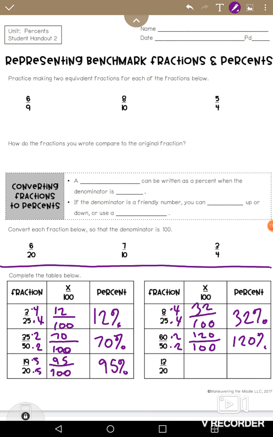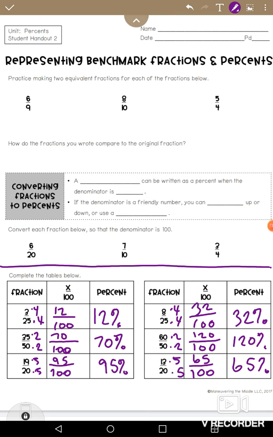13 over 20, got to make it easy to work with. We know part of 100 equals percent. 20 times 5 is 100. What I do to the bottom, I do to the top. 13 times 5 is 65. 65 over 100 is the same as 65%.